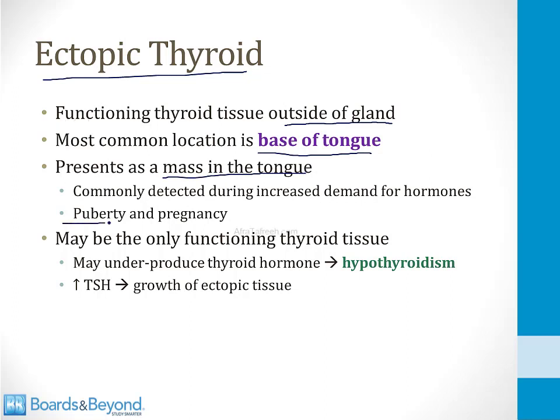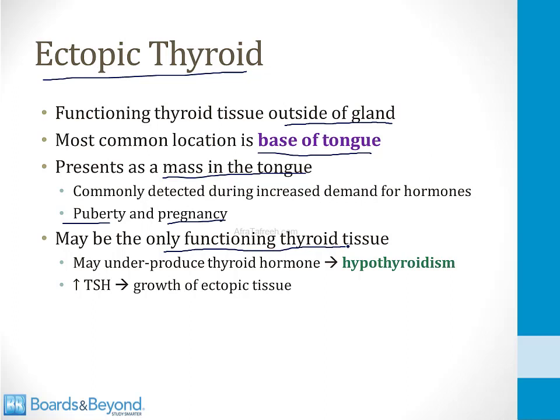So when children enter puberty or when women become pregnant, there is an increased demand for thyroid hormone. Sometimes this will lead to stimulation and growth of that thyroid tissue in the tongue, and then patients will notice the mass and present to their physician. Occasionally, this is the only functioning thyroid tissue present. In other words, there is thyroid tissue in the tongue, but not anywhere else in the neck.